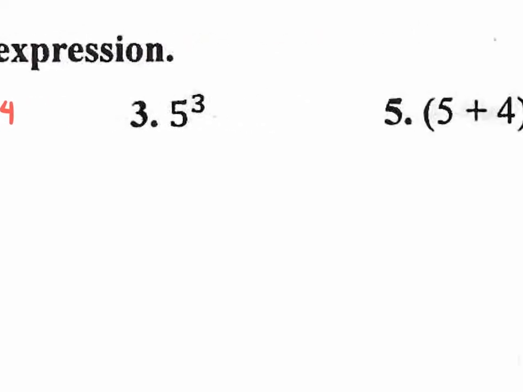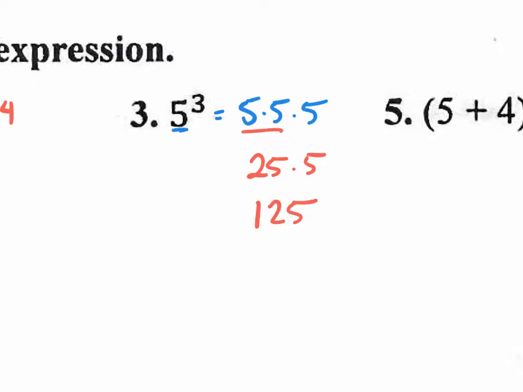Moving on, number 3, 5 to the third. That's really 5 times itself 3 times. So as we go through this, 5 times 5, that's 25. Bring down the times 5. That's really saying, like, if you had 5 quarters, how much money would you have? You'd have $1.25. That's 125.